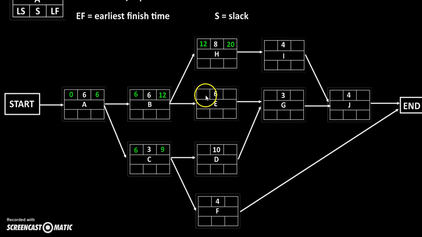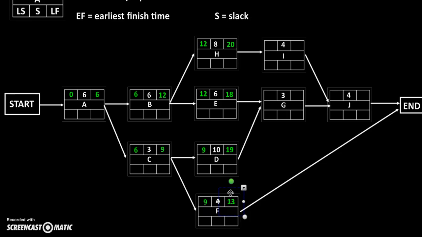Okay, and then for E, the earliest start time is also 12, so 12 and 6 is 18. And then D, the earliest start time is 9 days because it comes from C. So 9 and 10 is 19. Okay, and then for activity F, earliest start time 9 days. 9 plus 4 is 13. 13 is our earliest finish date.